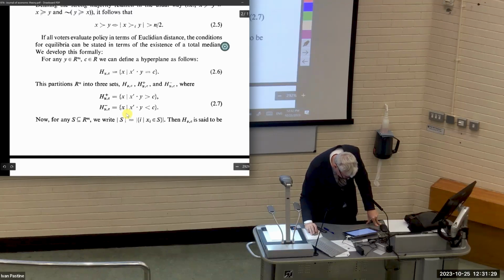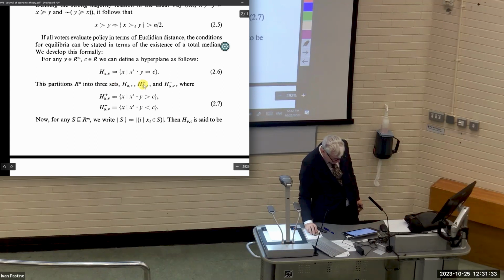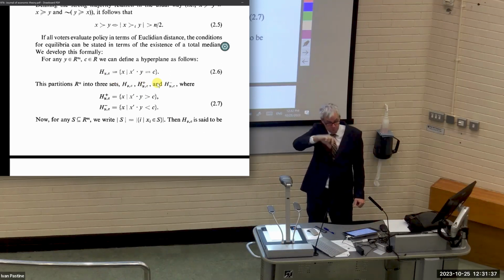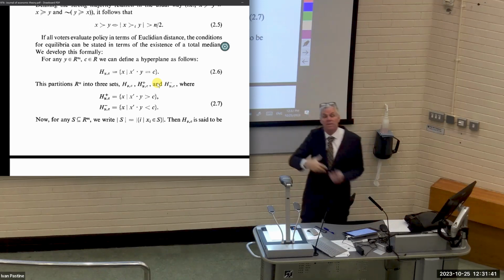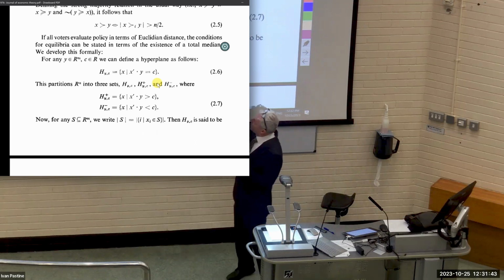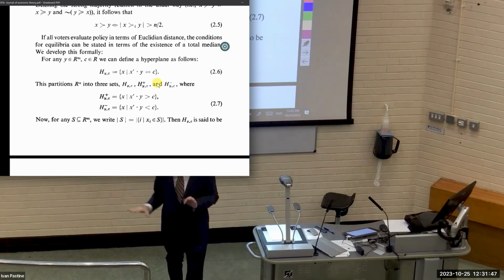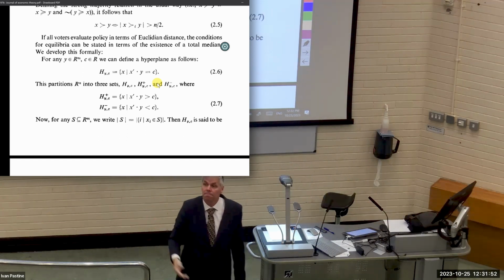Okay, so we go back over here to McKelvey. So there, in 2.6, he defines what a hyperplane is. He says we're going to take y, which is going to be the slope of our hyperplane, and c, which is going to be the height of our hyperplane. We're going to take those as given, and we've got a hyperplane. This is a very standard mathematical definition. It's nothing controversial here. It's just the definition of a hyperplane. Okay.